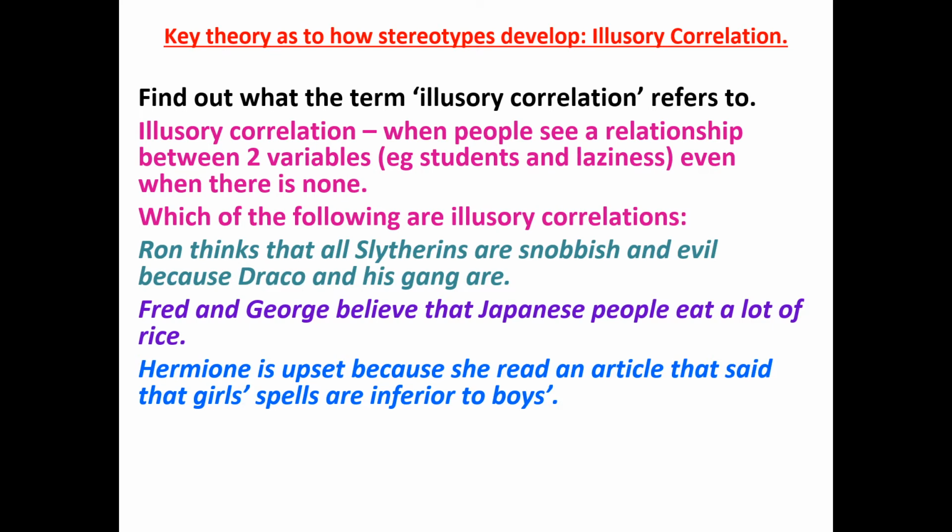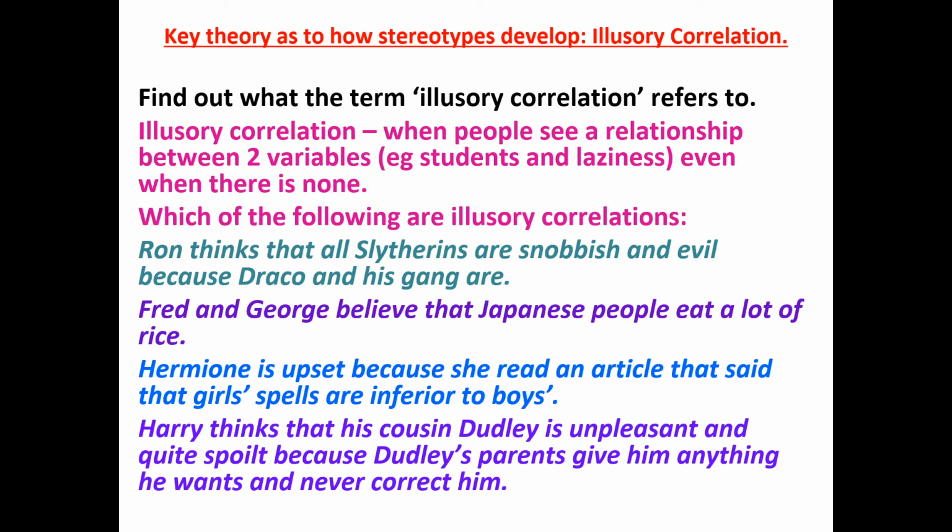Everyone knows Harry Potter. And finally, Harry thinks that his cousin Dudley is unpleasant and quite spoiled because Dudley's parents give him anything he wants and never correct him. Look at all of these different types of behaviours. Which are illusory correlations and which are something else based on other variables?